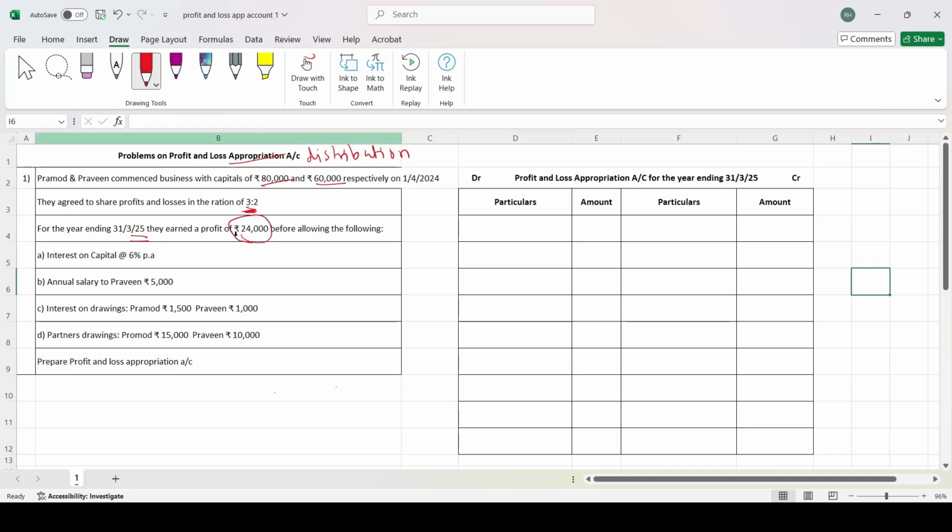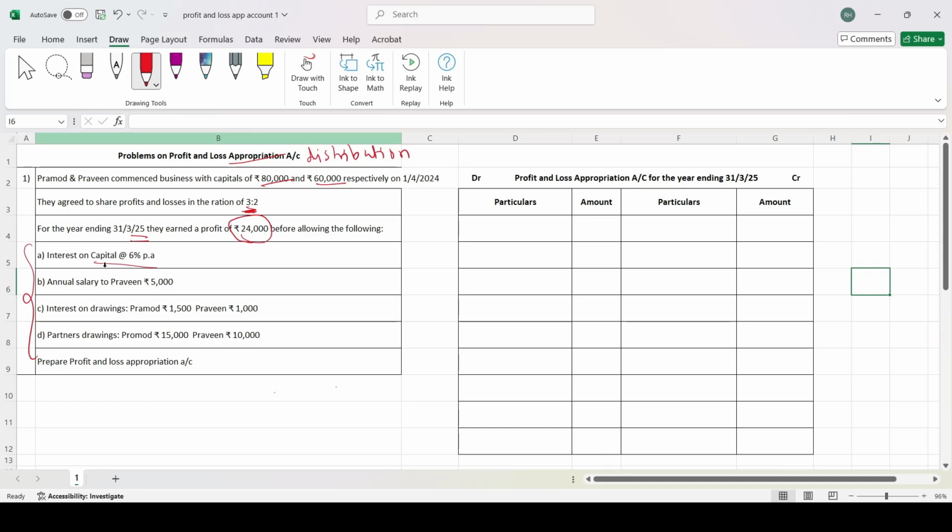So how much profit have they earned? 24,000. I told you profit will be distributed in the P&L appropriation account. To distribute that we require a profit, so profit is given in the problem. For what purposes you have to distribute it is listed here in this problem. We'll go through them one by one.